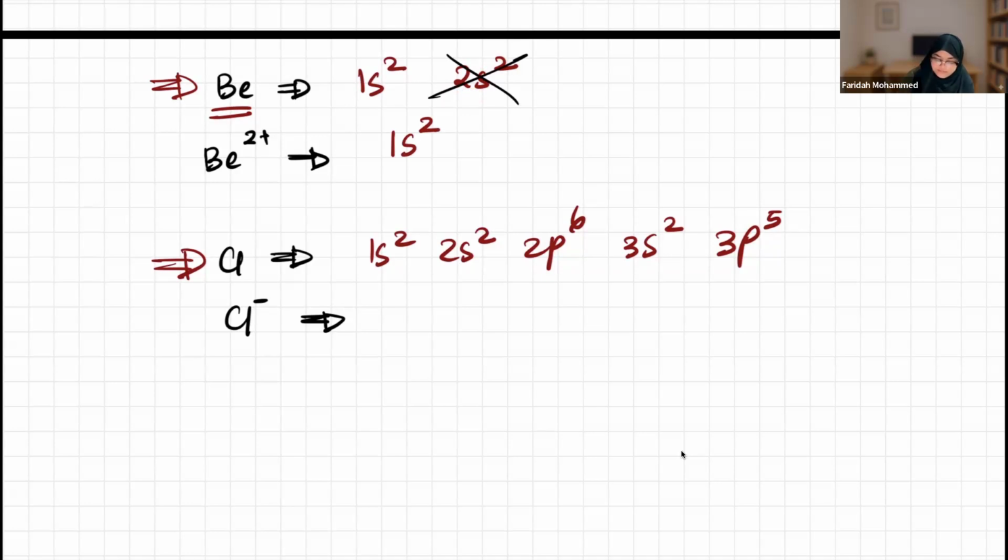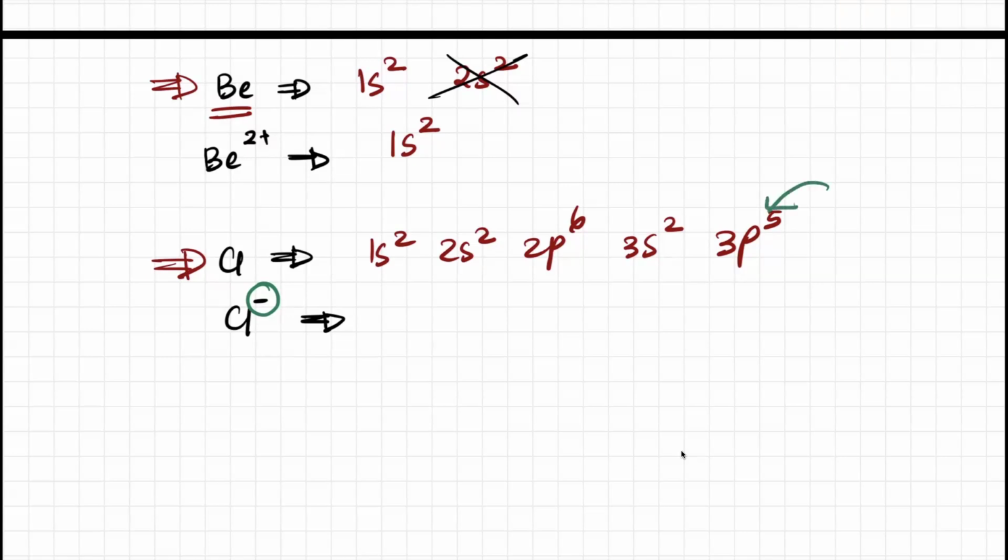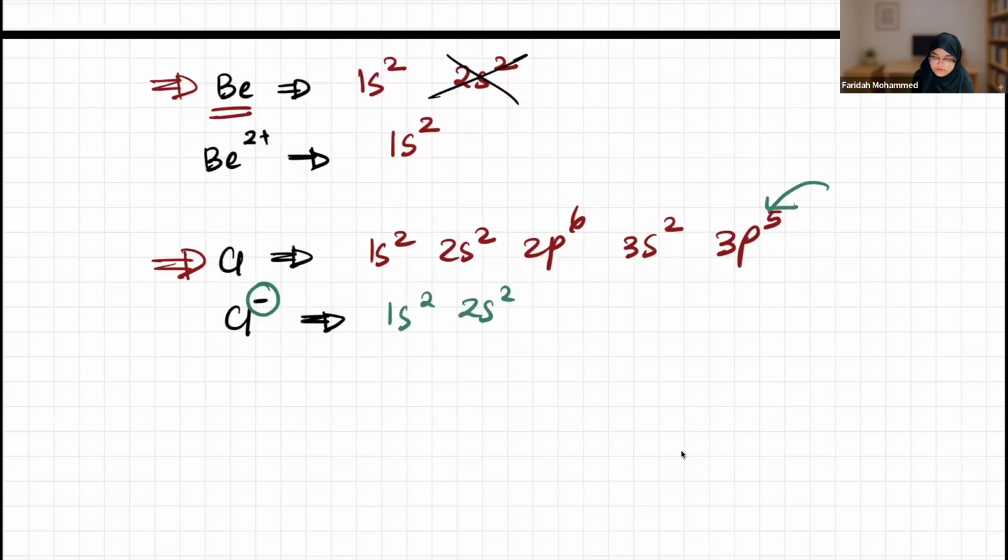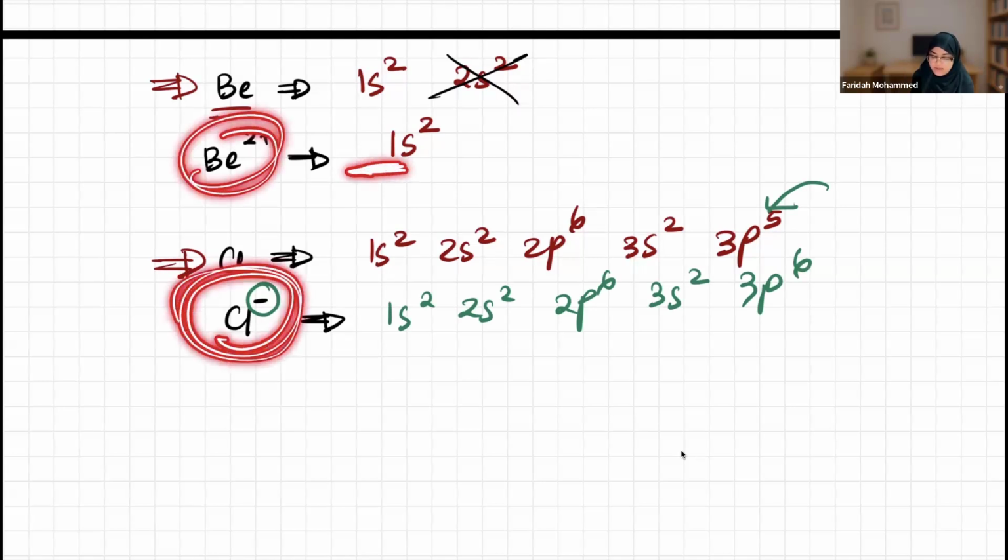Minus means what now? You gain an electron. To where? The outermost shell, which is the 3p5. So we're going to do 1s2, 2s2, 2p6, 3s2, 3p6. So as we can see, Be2+ only has 1 shell and Cl minus has 3 shells. So that's pretty large when we compare Be2+ and Cl minus, right?